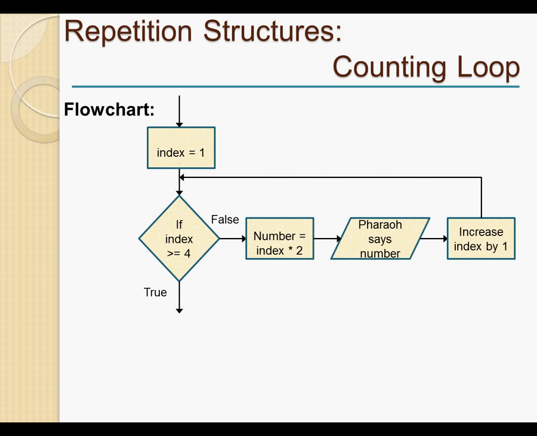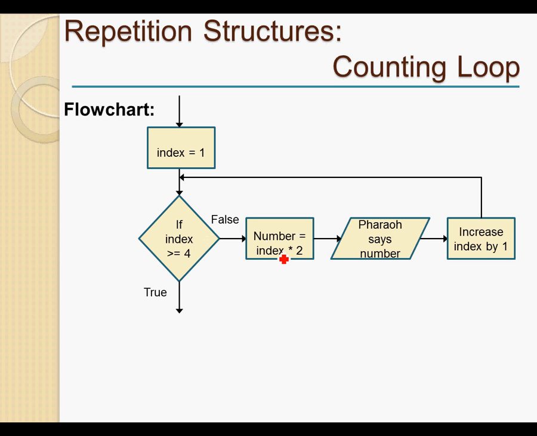The flowchart for what this counting loop would look like is as follows. I would have a process where I declare what my index starting value is, and if that index value is greater than or equal to 4, so this is my ending condition, if it meets my ending condition, then I can continue on with my program. As long as it hasn't met the ending condition, I'm going to go into this section here where I'm going to do whatever I was going to do.